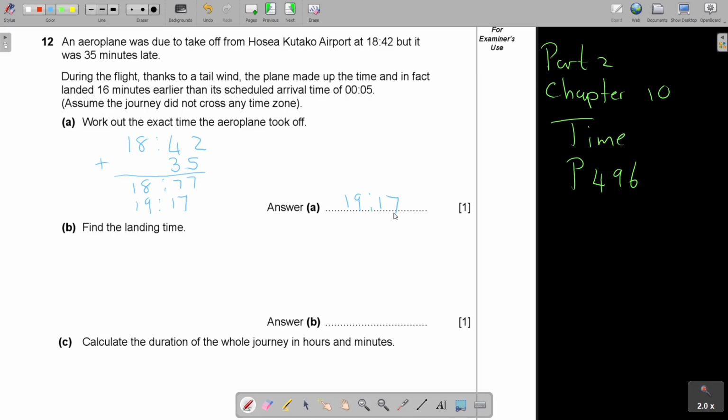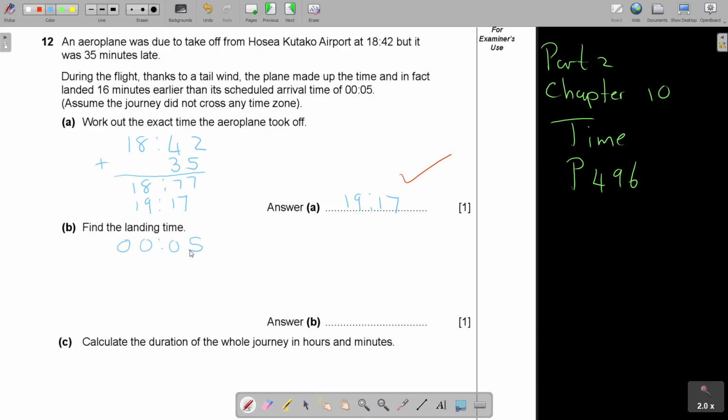Now finding the landing time. So it catches up, because aeroplanes can catch up. So it was then the 0. Okay, so that was just 1 mark. Then it was the 00:05. And now I'm going to subtract the 16.